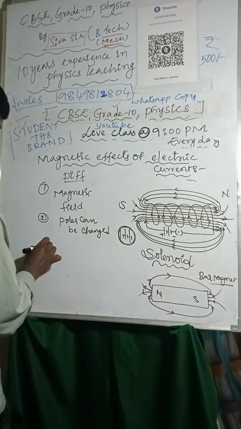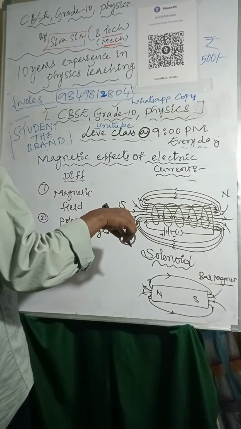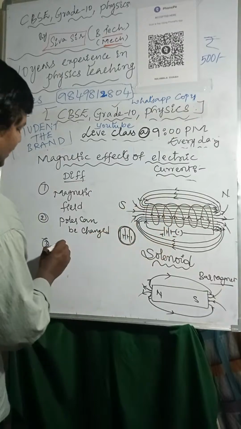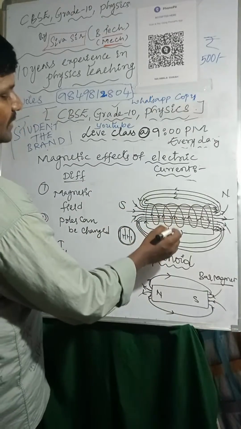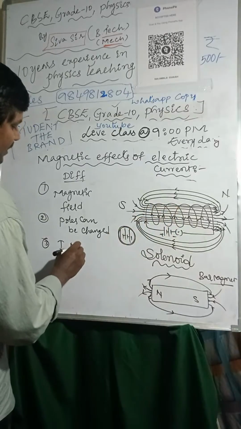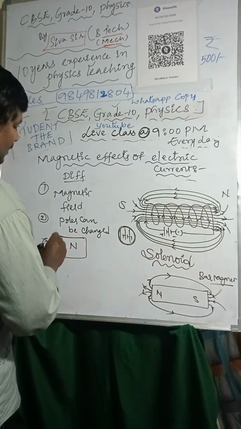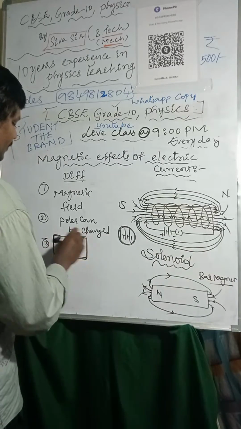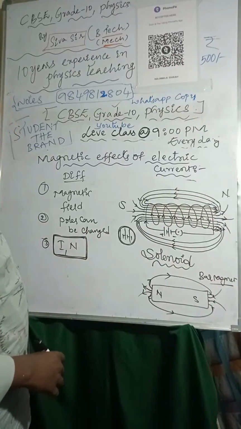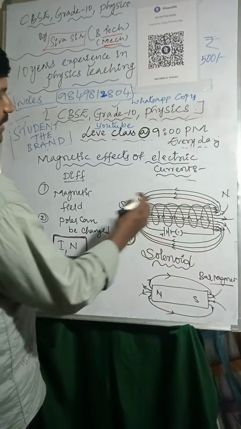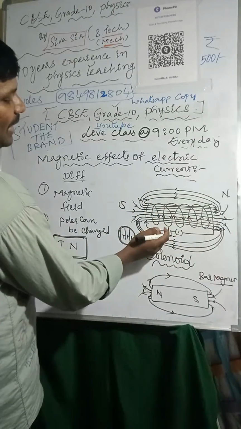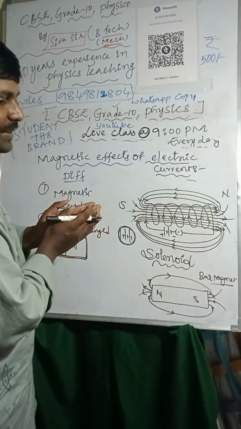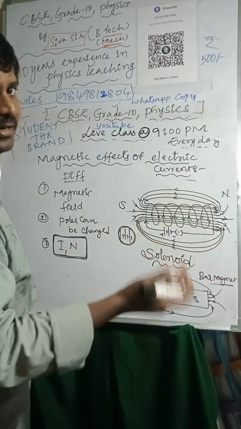And the third point is, the magnetic field depends on current and number of loops. Magnetic field depends on the strength of the current, the number of loops, and the air gap, the gap between loop to loop. If the gap is more, the magnetic field is more. If the gap is less, the magnetic field is less. Accordingly, we can take it.